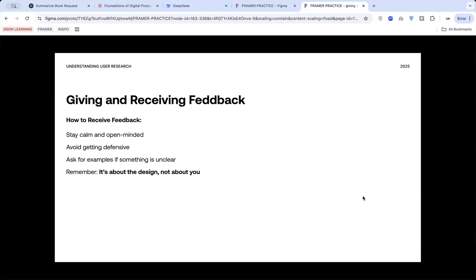Avoid getting defensive. It may look as though they are drawing swords, and so you have to take your own shield. No, it's not like that. Design is not war. It's not supposed to be that deep. It's just design. So avoid getting defensive. And again, if something is not clear, ask for examples.